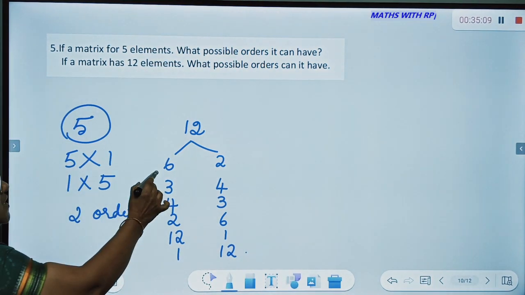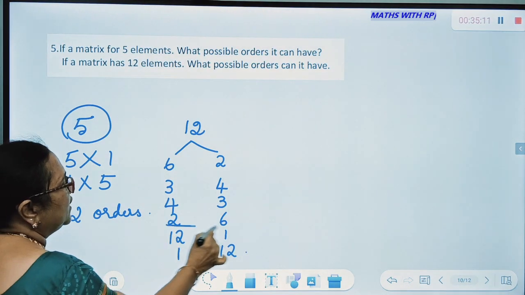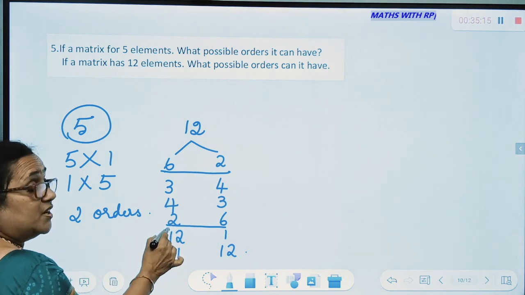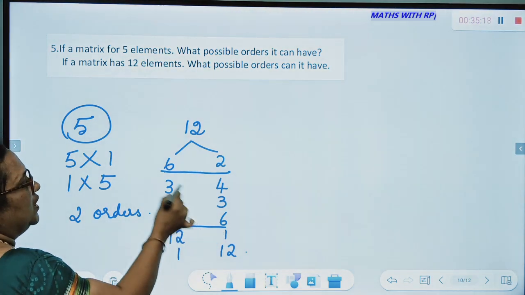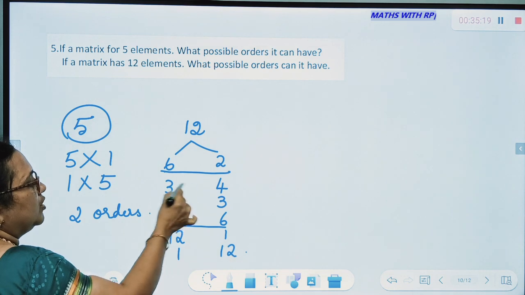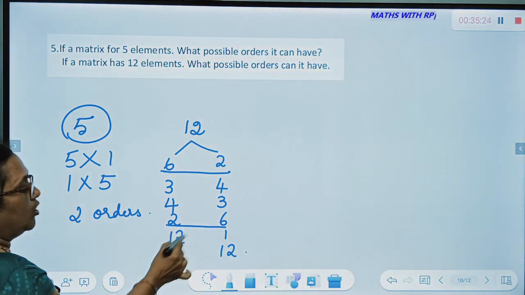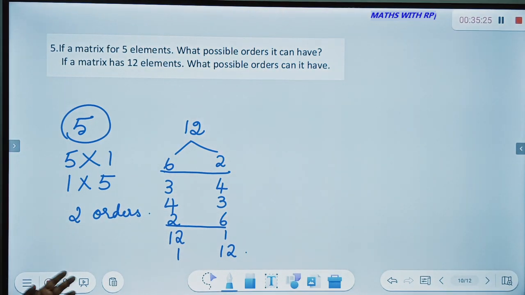So when I say 6 and 2 and 2 and 6, why are they different? Here we are saying 6 rows and 2 columns. Here we are saying 2 rows and 6 columns. 3 rows and 4 columns, 4 rows and 3 columns. 12 rows and 1 column. So these are the possible orders it can have. So by factorizing, you can check out how many orders a matrix is going to have.